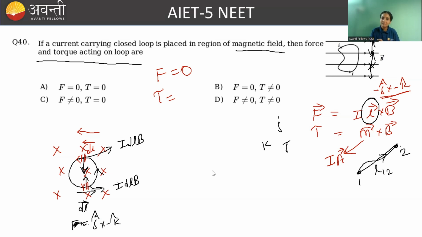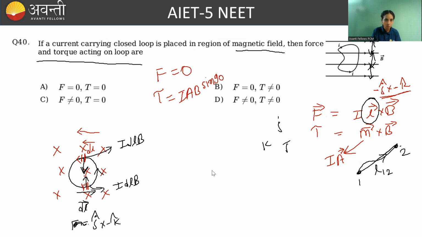So to find the area vector direction, you just curl your right hand fingers along the direction of current. So current is flowing in this sense. If I curl my fingers, my thumb will give me the direction of the area vector, and that is outward. So the area vector is outward, the magnetic field is in this sense, and the angle between the area vector and the magnetic field is how much? 90 degrees. So definitely torque is not going to be zero. It will be non-zero.